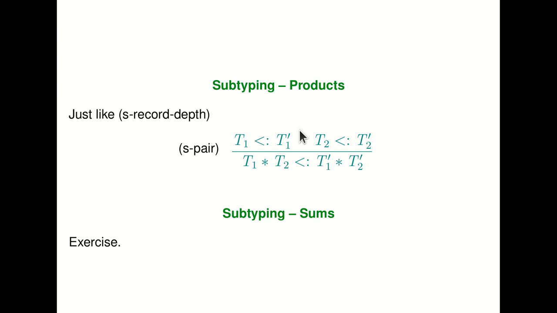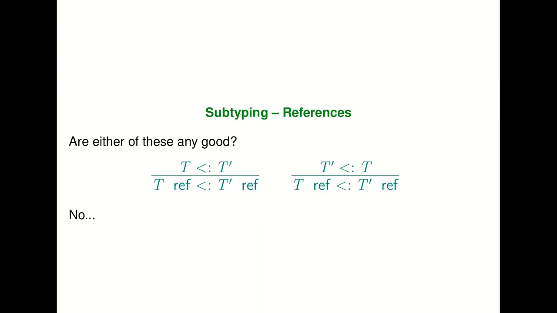And so what I'm going to do is leave subtyping for sums as an exercise for you. We're used to thinking about the relationship between sums and products as being a sort of duality relationship, but when you try it out for sums, if you think about it in terms of subsets, you'll find out that it comes out in an interesting way.